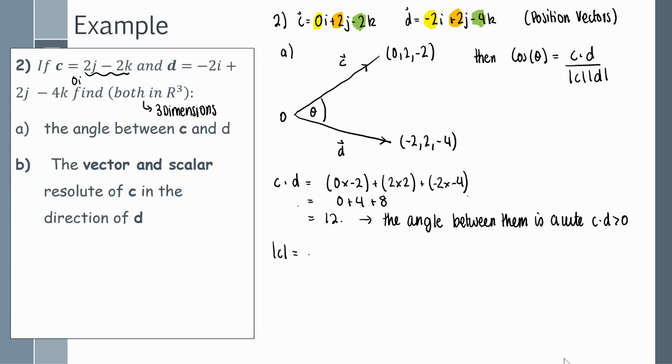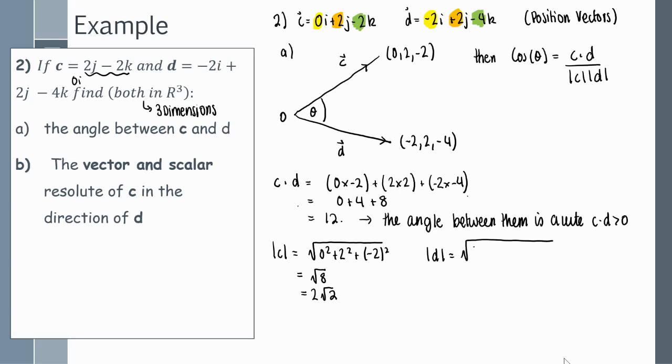To find the length of a vector, in 3D we just do the same thing. Square each component, sum them together and take the square root. So the length of C will be the square root of 0 squared plus 2 squared plus -2 squared. That will give me square root 8 when I simplify, or even better, 2 root 2.